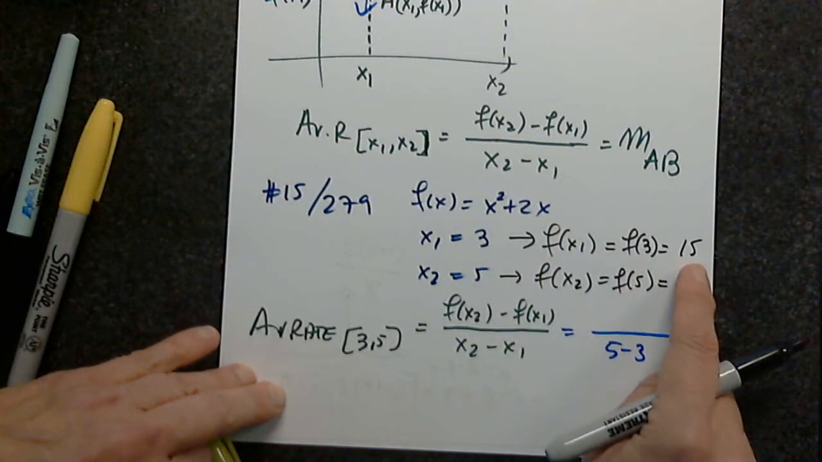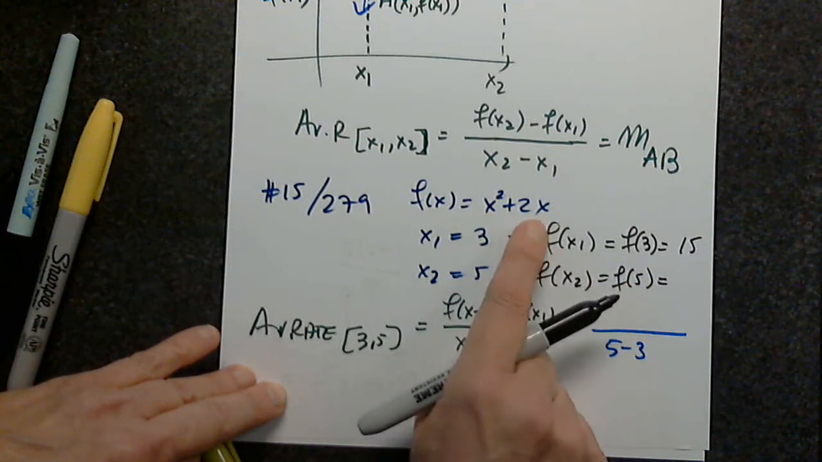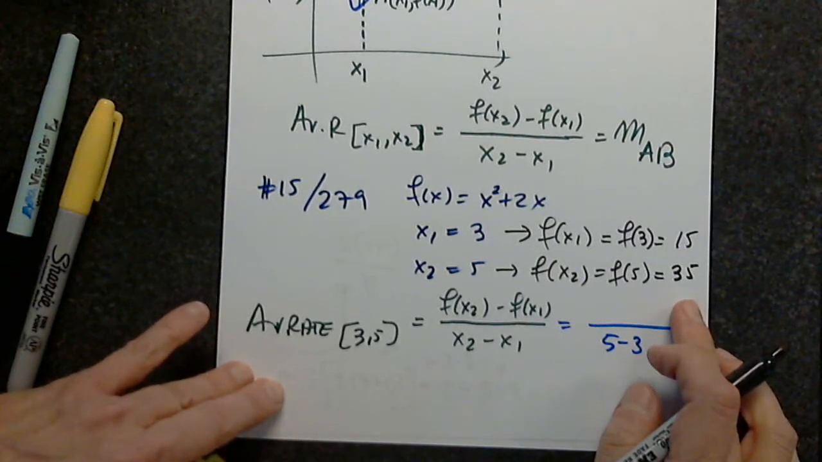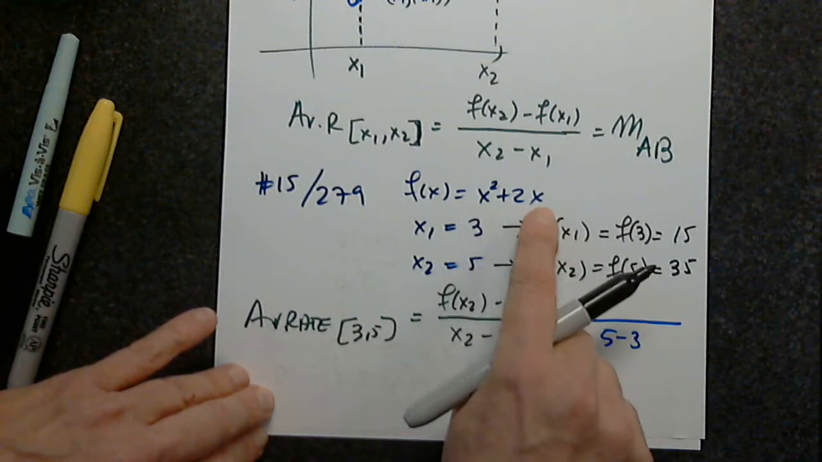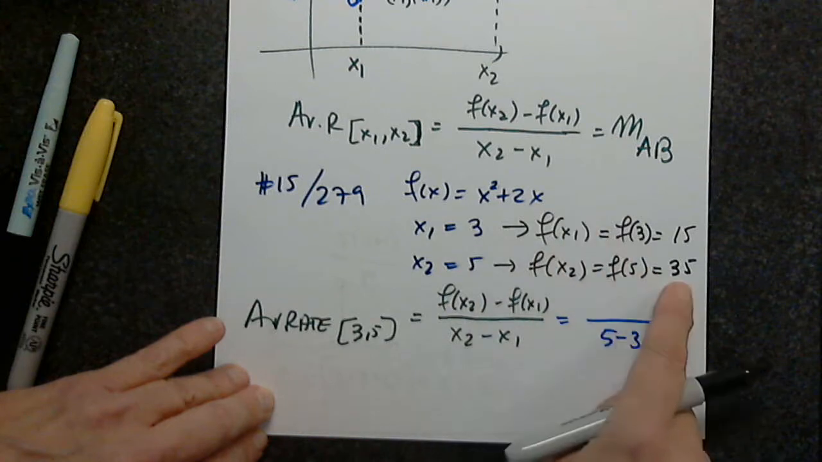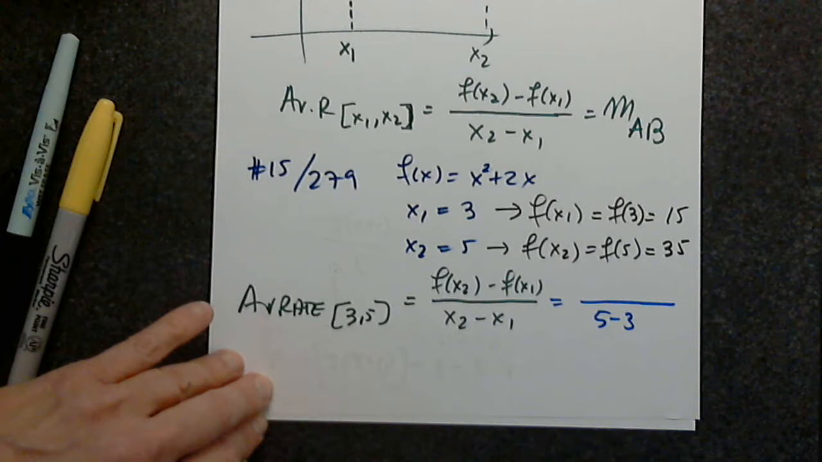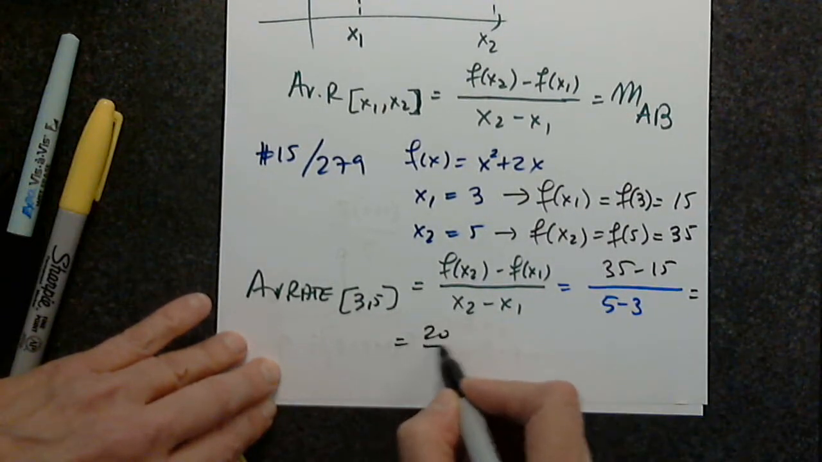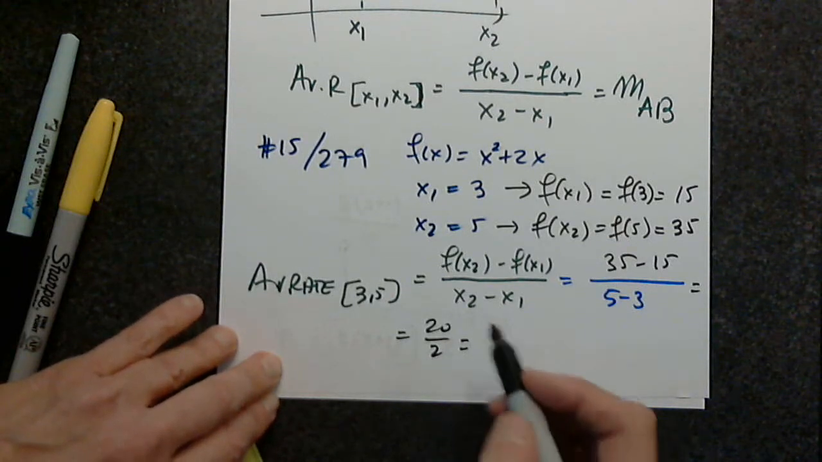Do you all agree with 9 plus 6 for f of 3? 9 plus 6 equals 15. And what about 5? 25 plus 10? 35. Do you all agree with 35? Any questions? We plug in 5. 5 squared is 25. 2 times 5 is 10. 25 plus 10 is 35. Is that okay? So then what do I have at the top? 35 minus 15. So then the top will be 20. The denominator will be 2. Now I can simplify. So the answer is 10.